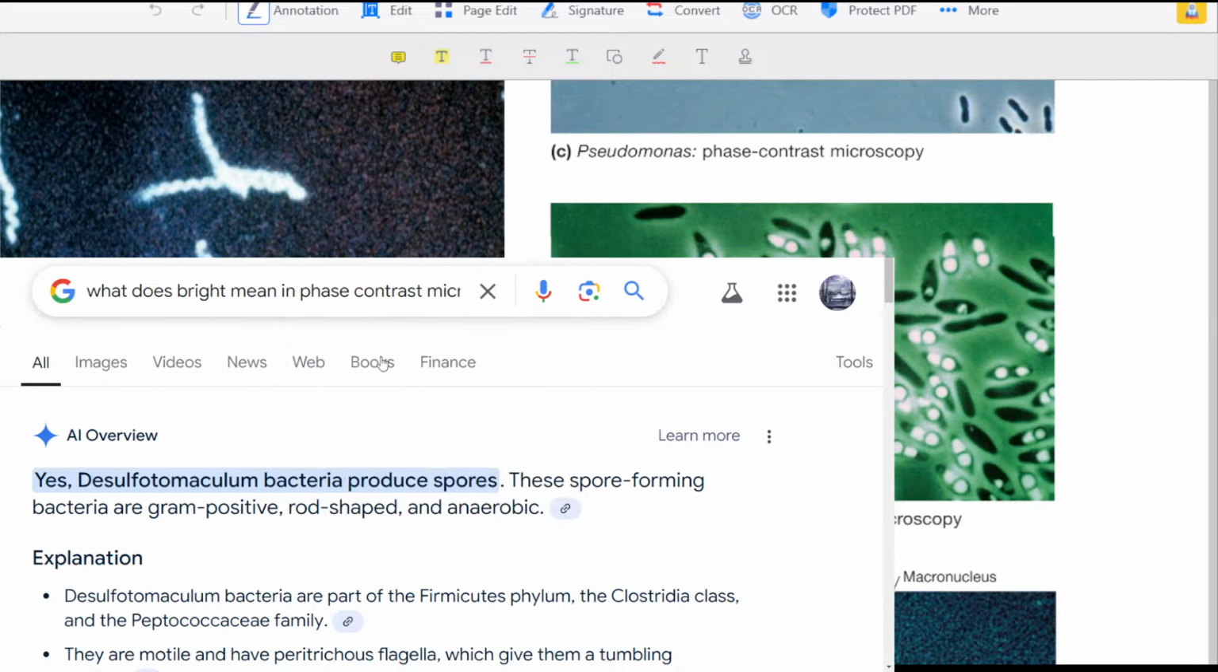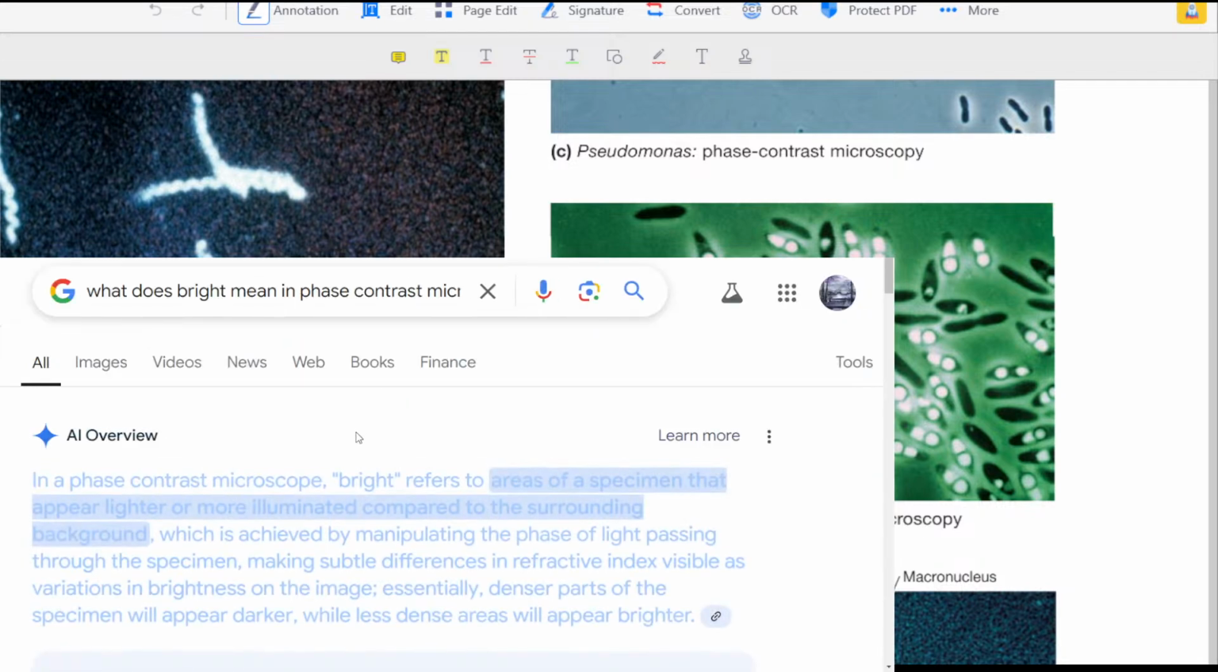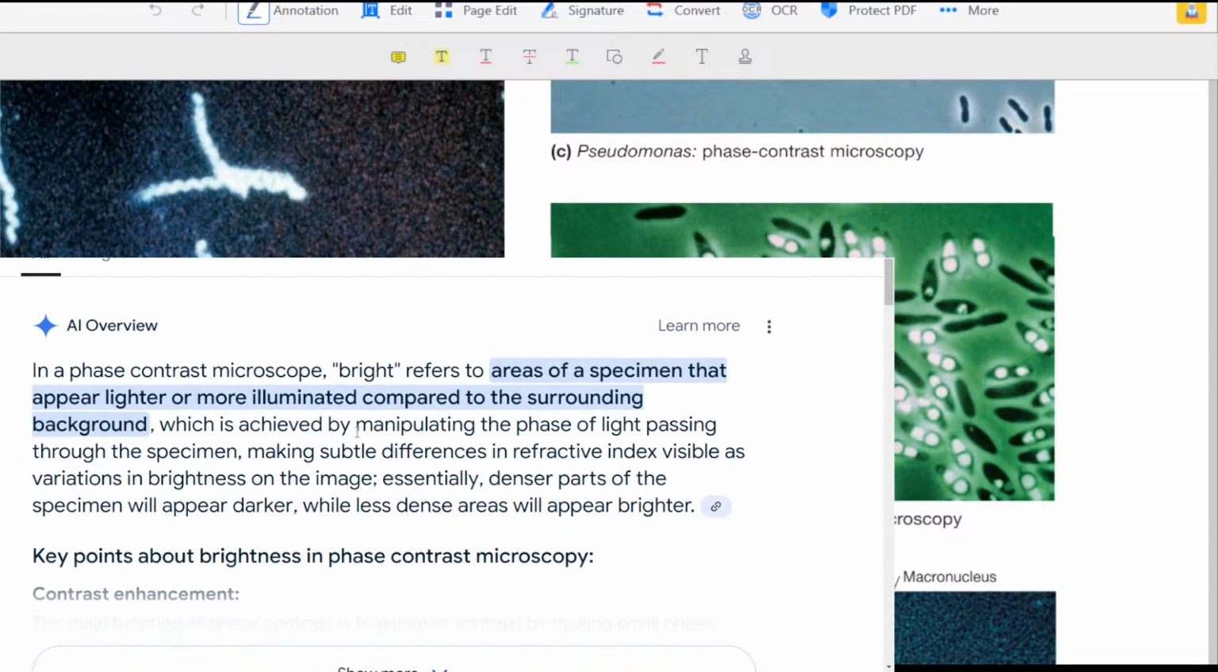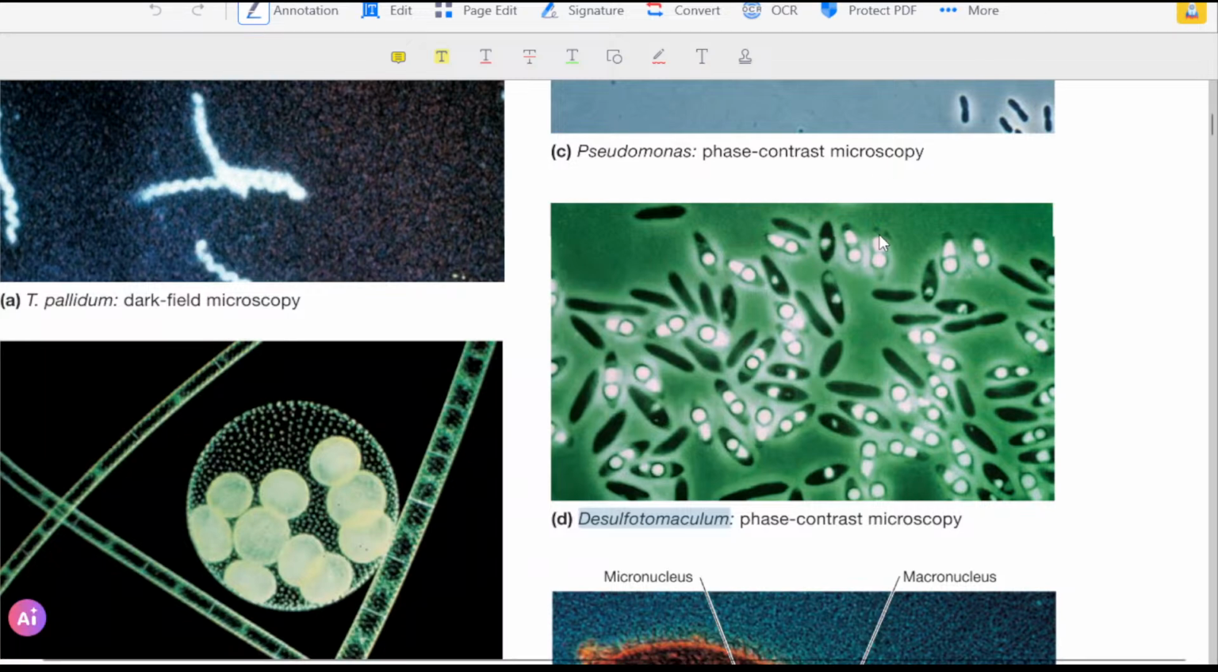Yeah, phase contrast microscope: areas of a specimen that appear lighter or more illuminated compared to the surrounding background. Oh, so they actually mean bright. I thought bright was more like invisible, or transparent. But here it means that it becomes lighter. The more bright you are, the lighter you get; the less bright you are, the darker you get. So the background is brighter, so it will have a lighter color compared to the organisms.